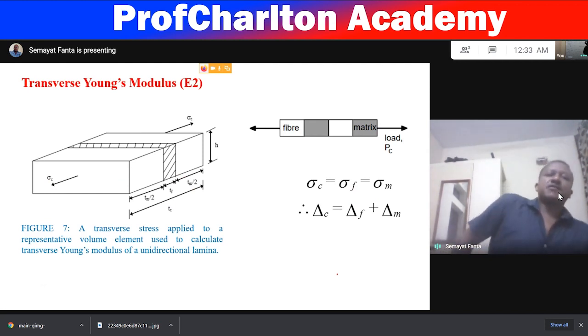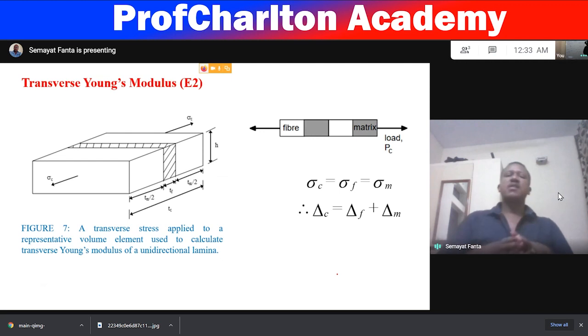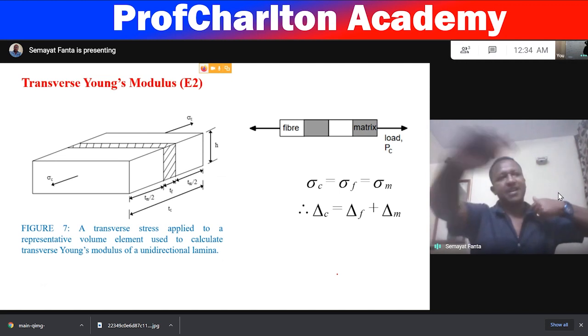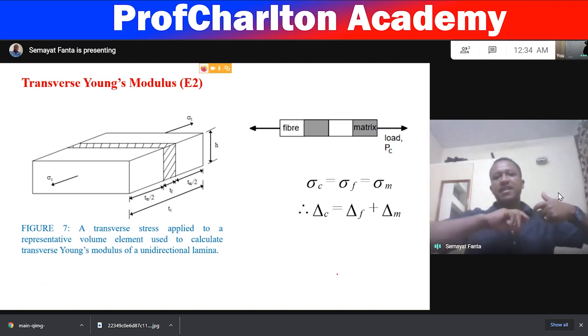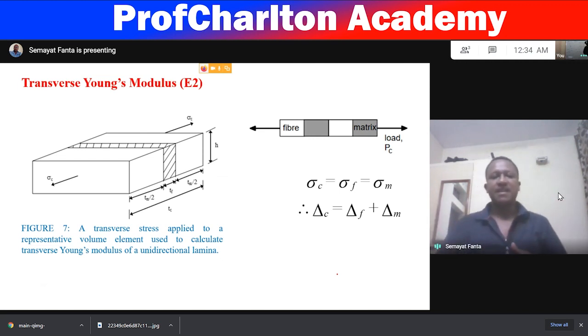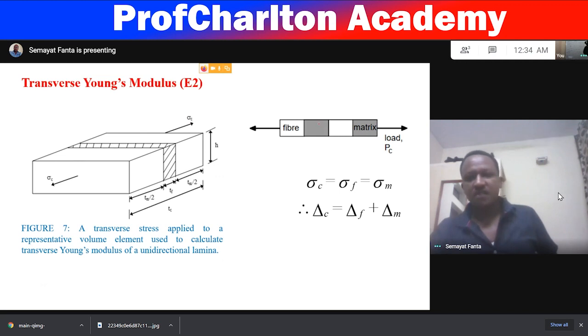The next is the transverse modulus. That is the modulus, or the elasticity, of the material when load is applied in the transverse direction, the direction perpendicular to the fiber. The fiber is in this direction and the load is applied transverse to the fiber direction. So the fiber direction is toward here, but the load is applied like this. So this is fiber, this is matrix, and the load is applied like that. Okay, that is different from the previous.